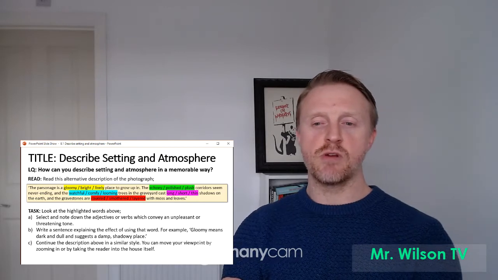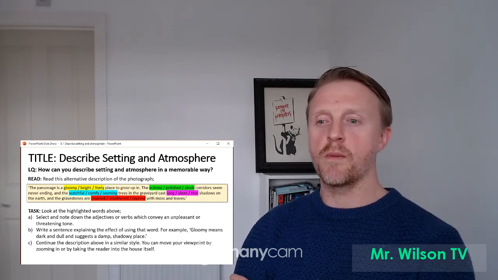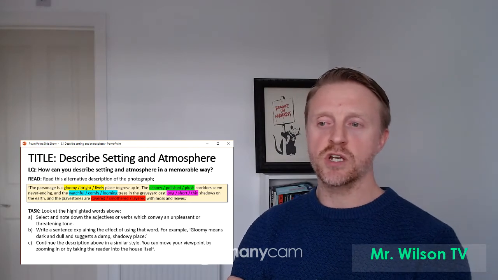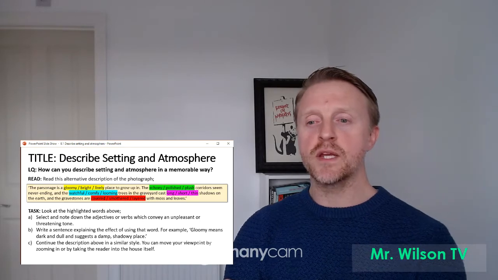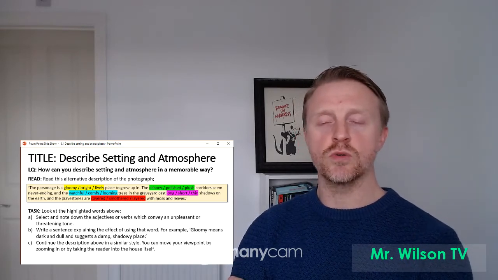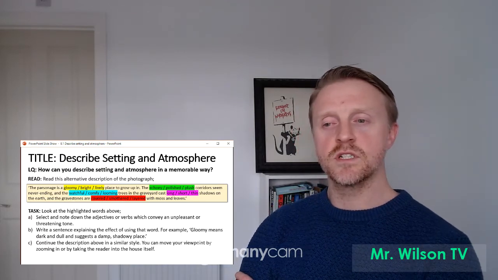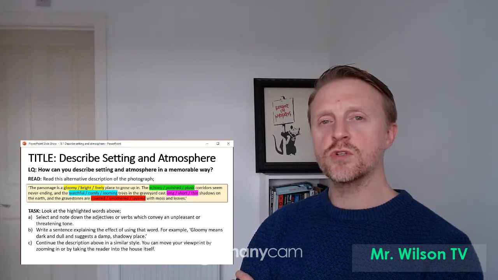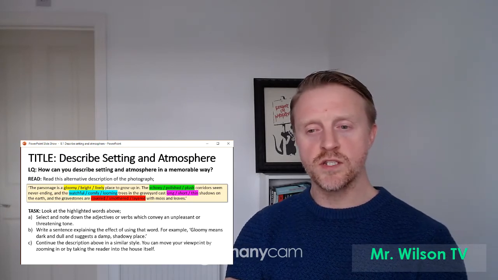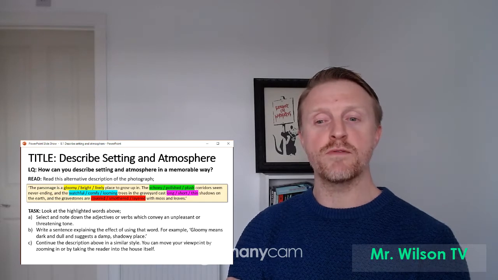So in this description, the writer says, the parsonage is a gloomy, bright, lively place to grow up in. The echoey, polished, plush corridors seem never-ending, and the watchful, comfy, looming trees in the graveyard cast long, short, thin shadows on the earth, and the gravestones are covered, smothered, layered with moss and leaves. So your task is to look at those highlighted words and choose the ones that convey a more unpleasant or a threatening tone.